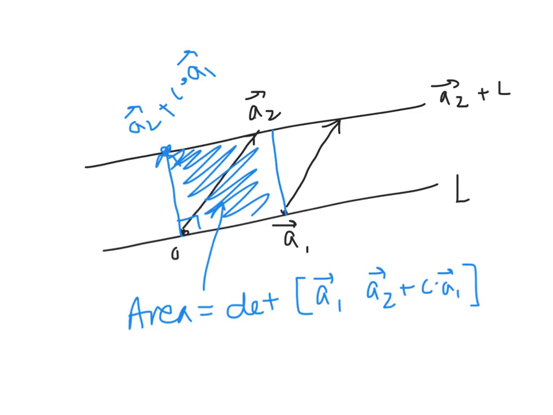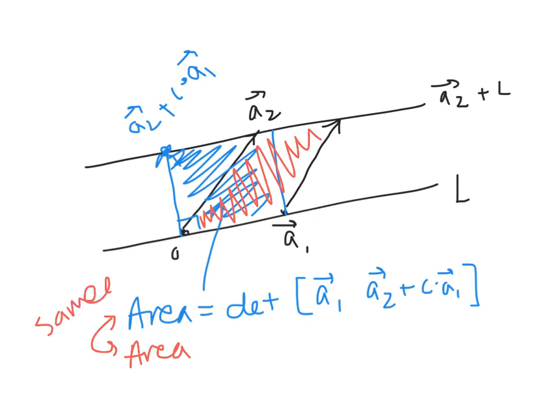However, if I look at my original parallelogram in red, I see that the area of the red parallelogram is the same as the area of the blue parallelogram, because these are parallelograms with the same base but different heights. So we see that this is equal to the same determinant up there.